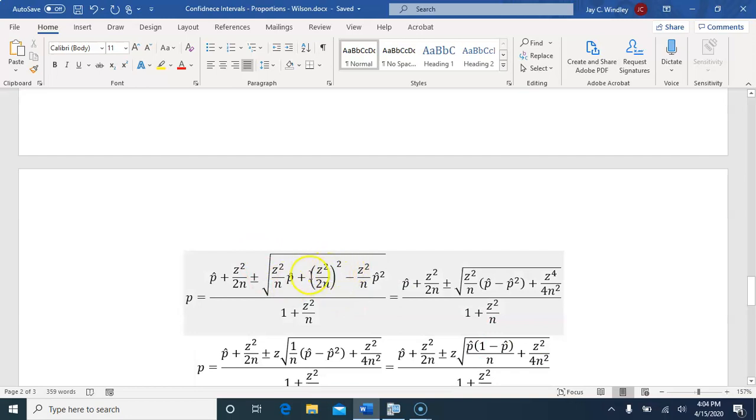So rearranging a little bit, we have z squared over n times p hat, and we have z squared over n times negative p hat squared. So we're going to write that like this. And then z squared squared is z to the fourth, of course, and 2n squared is 4n squared. So that's just rewriting what's under the radical.